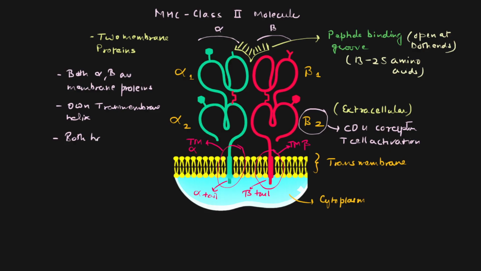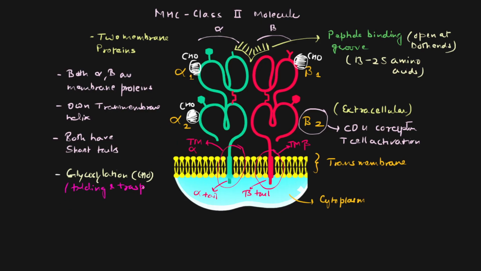Okay, if we talk about the short tails, they both have that small region in the cytoplasmic region. They also have these CHO groups. Let me label it out. CHO groups. So glycosylation is very strong right over here. And further, glycosylation, which is addition of CHO, is important for folding as well as transportation of this particular molecule. Okay, so as you can see, these are some of the important points.